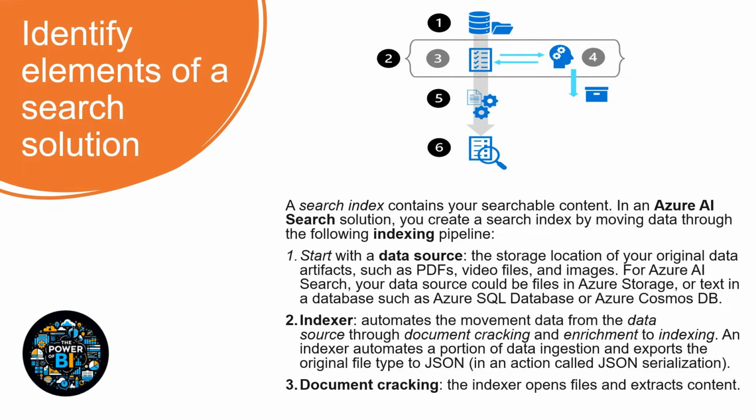So, to identify some elements of a search solution, we will go through them one by one. We start off with the data source, and the data source can be any source of data. For AI Search, your data source could be files in Azure storage or text in a database, or any other source itself. Then we have the indexer. The indexer automates the movement of data from that data source through the document cracking and enrichment to indexing. So the indexer actually automates a portion of data ingestion and exports the original file type to JSON, which is called JSON serialization.